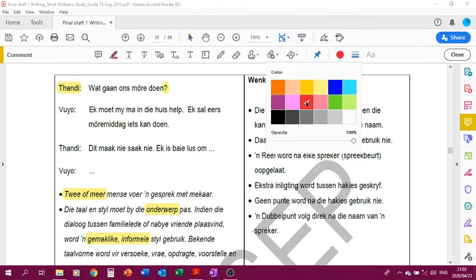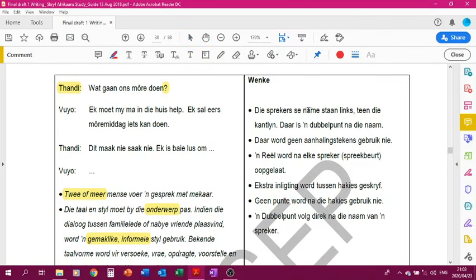Change the color. Goed. So die spreker se name staan links. The speaker's names are on the left teen die kantlyn. Not in die kantlyn, teen die kantlyn. Against the line. Okay? So if this is the margin in your book, then you would write your names on this side, on the left, obviously, but against the sideline, not between the side of your book and the margin.